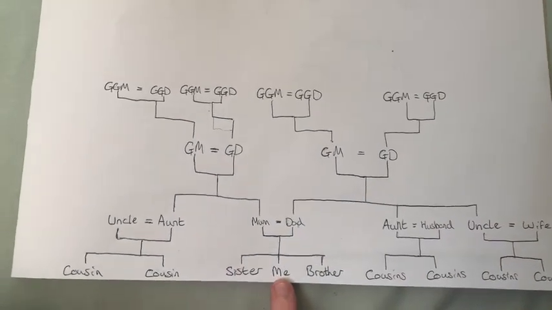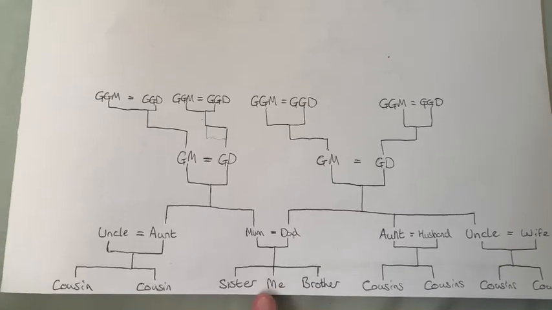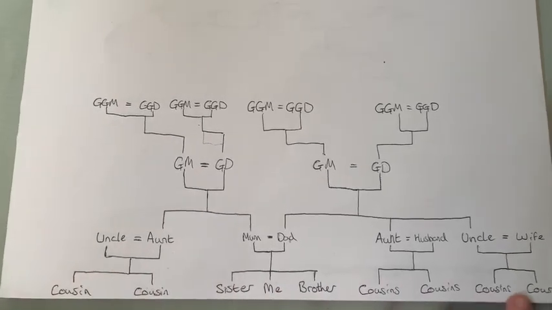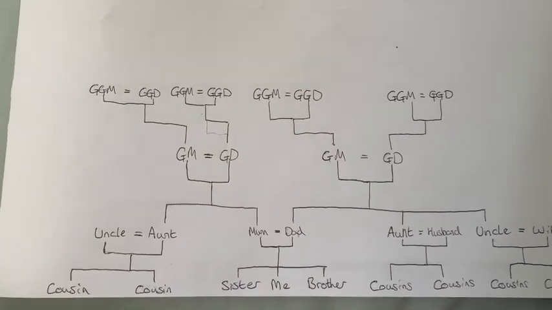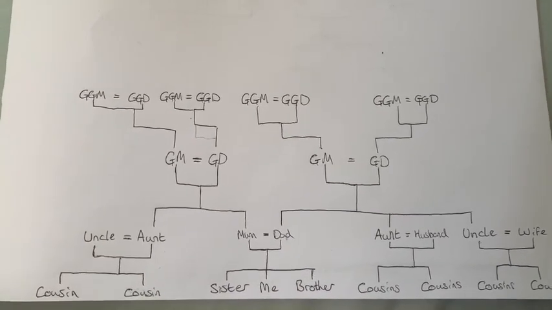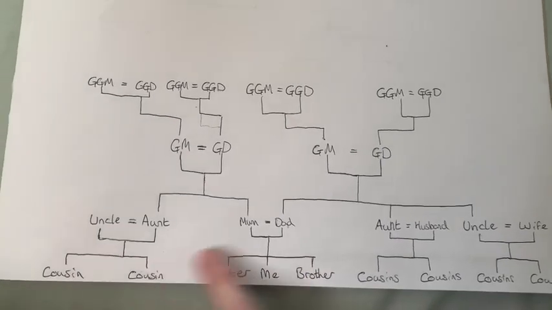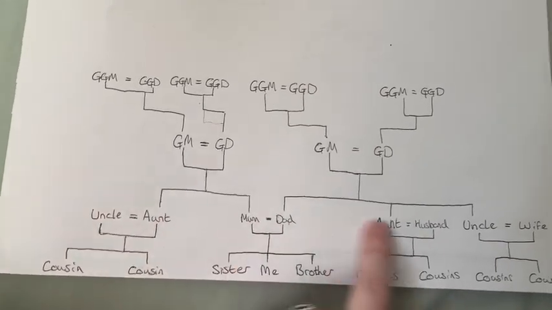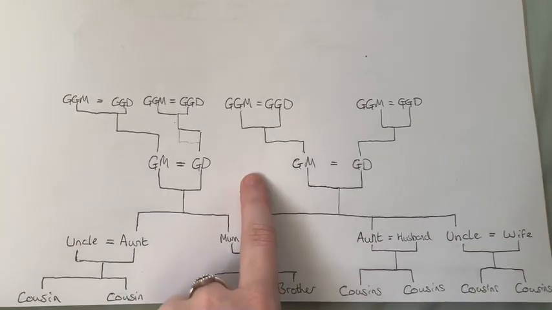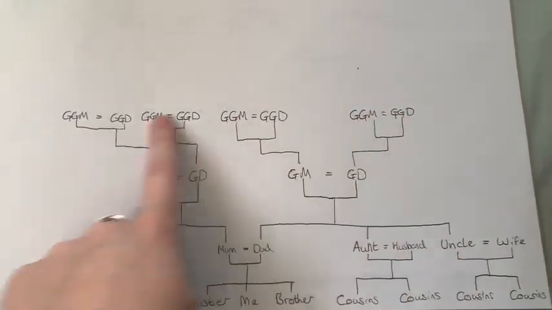So I wrote me in the middle of the bottom of the page. So on this bottom line, you need people who would be in the same generation as you. So a generation would be siblings of yours and then your cousins. And then the next generation would be your parents and your aunts and uncles. The next generation would be your grandparents. And the next generation would be your great-grandparents.